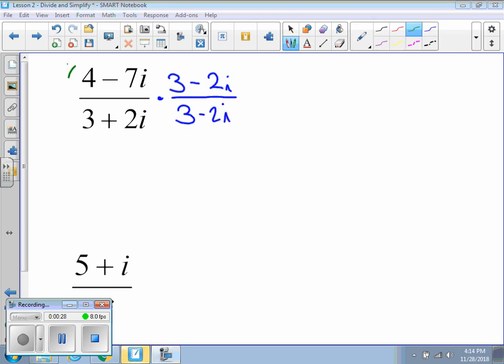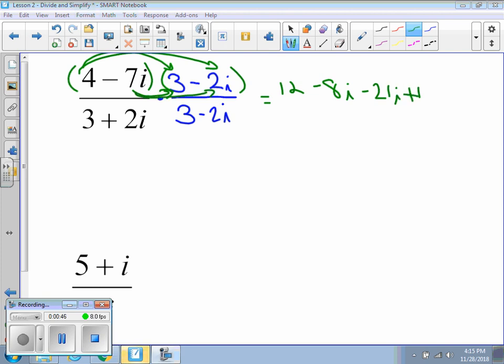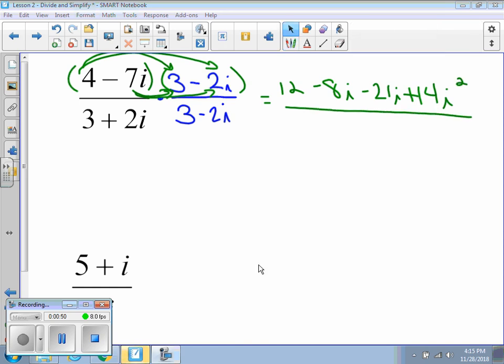Okay, so we have a binomial times a binomial, which means I have to multiply all the pieces. Just keep distributing. So 4 times 3 is 12. 4 times negative 2i is negative 8i. Negative 7i times 3 is negative 21i. And negative 7i times negative 2i is positive 14i squared. We're going to leave the numerator as gross as that is and focus on the denominator.